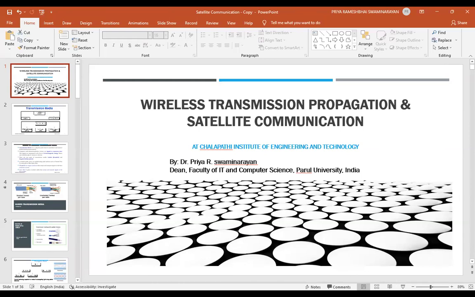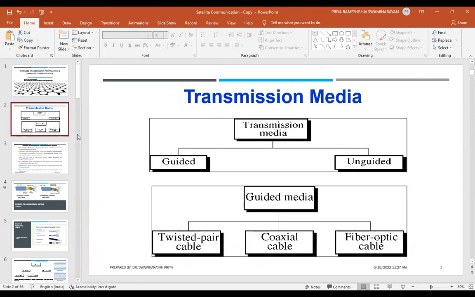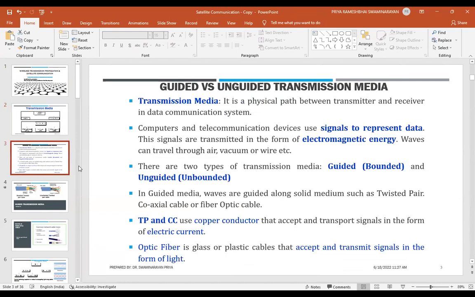So first we discussed the two types of transmission media that we can use for our communication purpose: guided media and unguided media. Guided media is nothing but wired media, and unguided is wireless media. In guided media, there are mainly three examples: twisted pair, coaxial cable, and fiber optics cable. So how can we differentiate guided and unguided media?